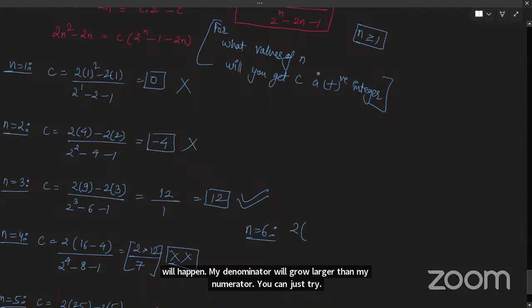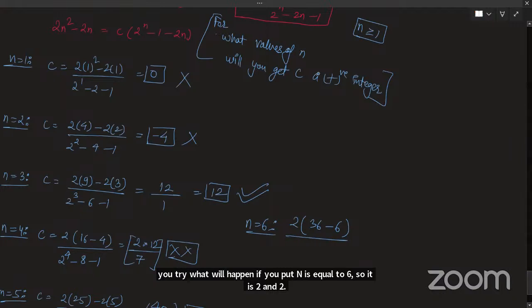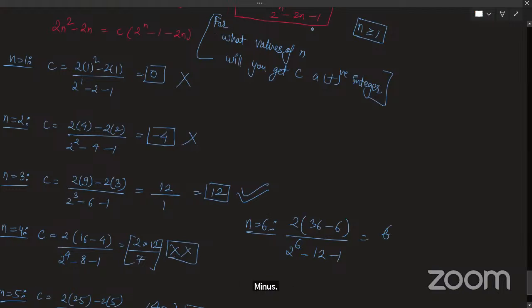So it is 2 into 36 minus 6, divided by 2 raised to 6 minus 2n minus 1, right? So it is 60 divided by, what is 2 raised to 6? 64, right? 64 minus 13. So it is 51. So this will also not work.